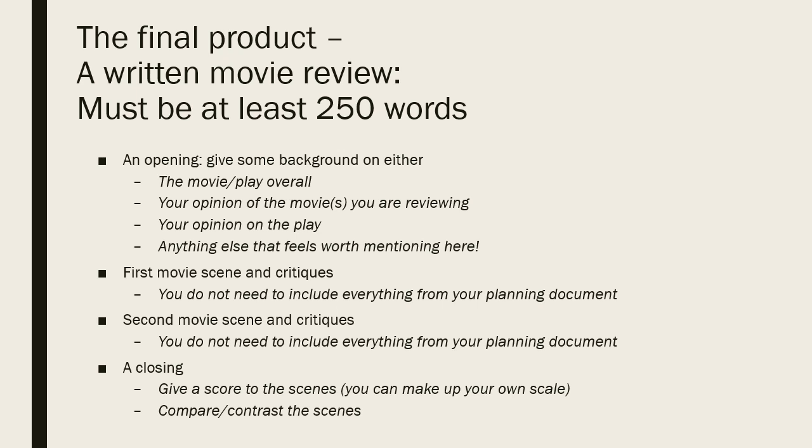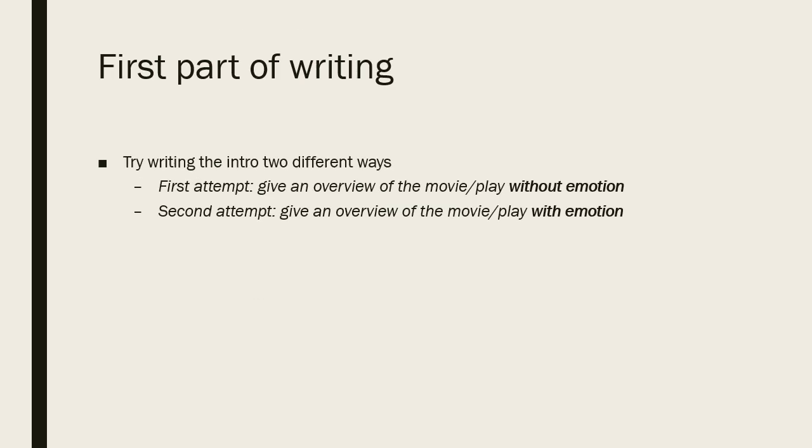And then the next 2 parts are going to be a critique of the first movie scene you chose and the second movie scene you chose. If you want to try to weave them together in some way and do positives in one and negatives in the other, you can organize that how you want, but I thought splitting up between first and second was the easiest way. And then some kind of closing that gives, whether it's a score or a final review or thought on it, or if you compare and contrast the scenes or the movies in some way. So that's a good breakdown of what it should look like.